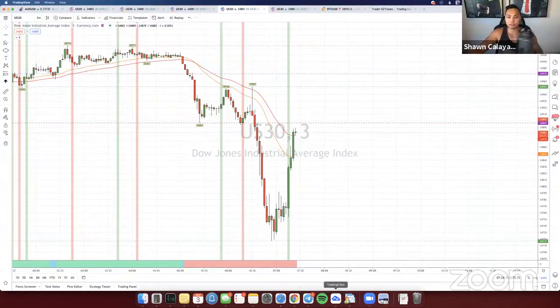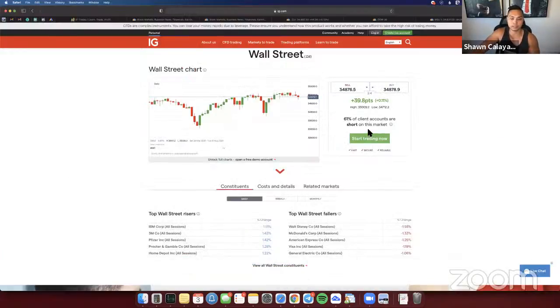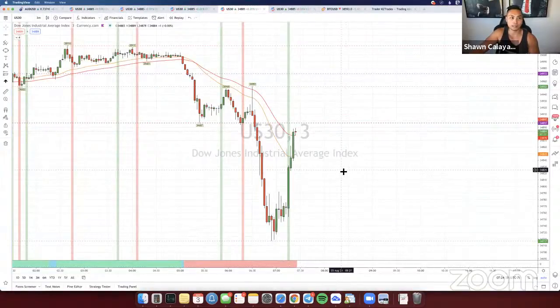Generally, if it's one-sided, you'll see this -70 to like -80. Right now, it's only a -60. You can see people are on the fence as to where price is going to be going.